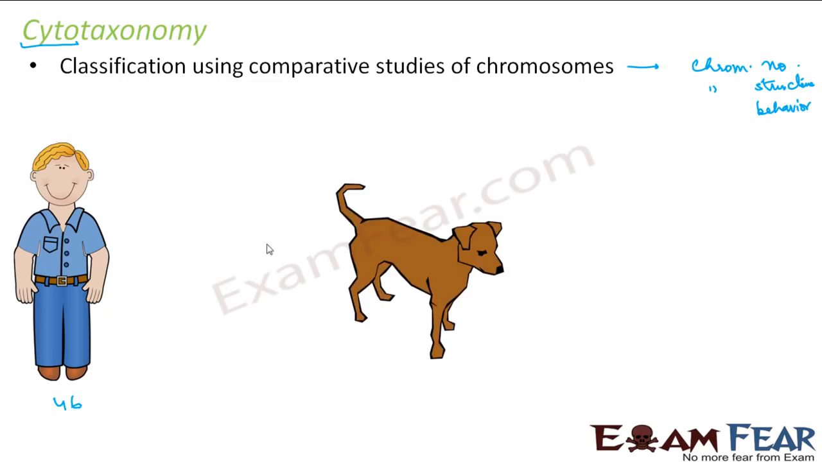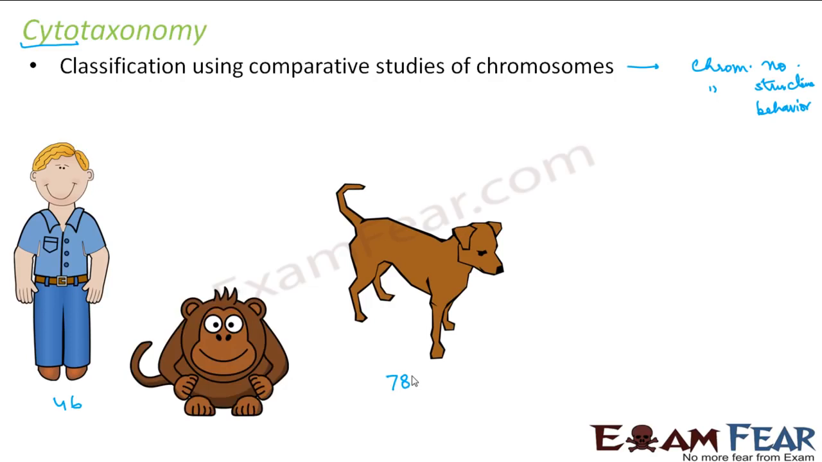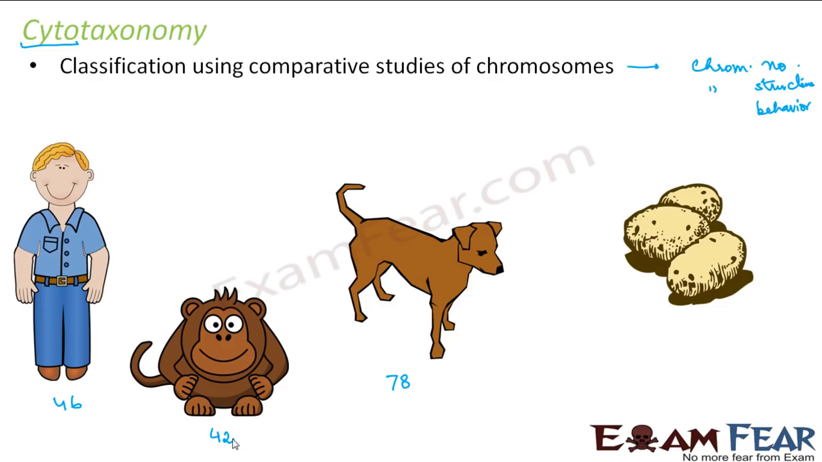Whereas if you consider a dog, the number of chromosomes in a dog is 78. You compare a monkey, the number of chromosomes here is 42. You compare potato, the number of chromosomes here is 48. Consider a green algae. Here the number of chromosomes is 20. So the number of chromosomes varies with different types of organisms.